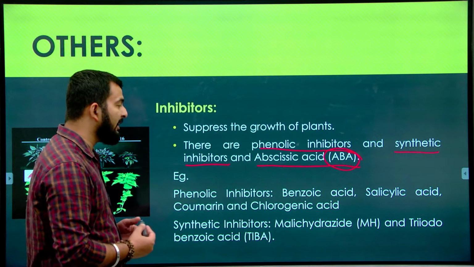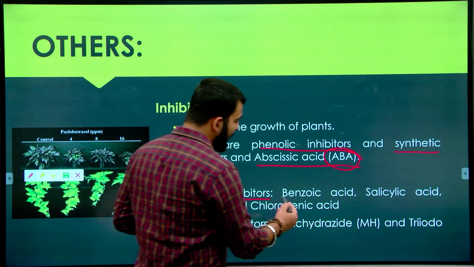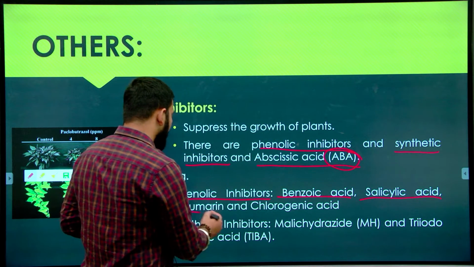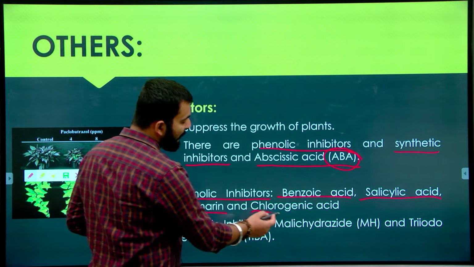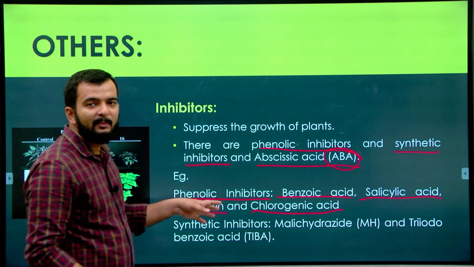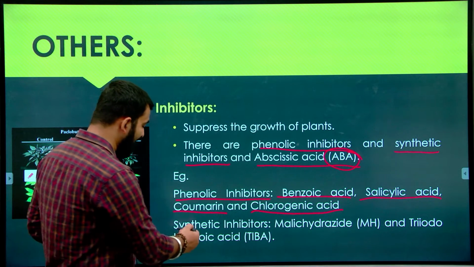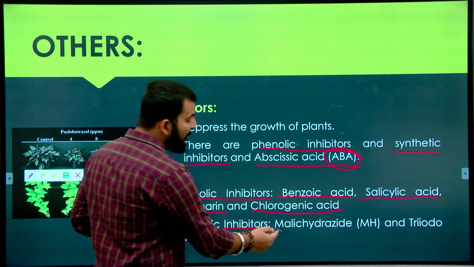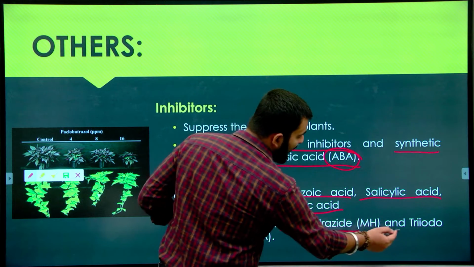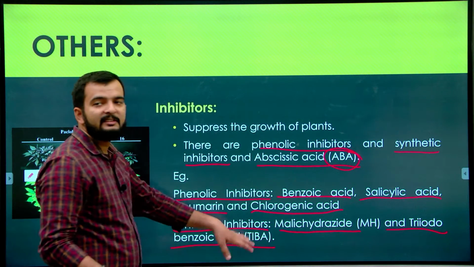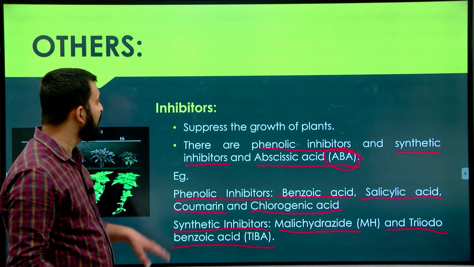Under phenolic inhibitors we have benzoic acid, salicylic acid, coumarin and chlorogenic acid. These are the examples of phenolic inhibitors. Under synthetic ones we have maleic hydrazide, and triiodobenzoic acid. These are the examples of synthetic ones.